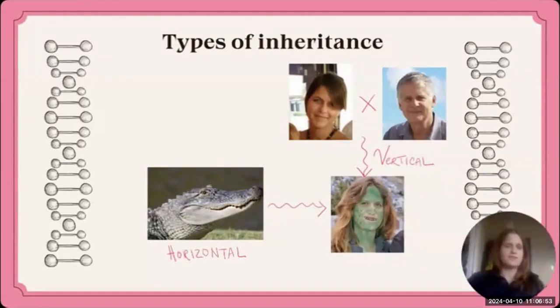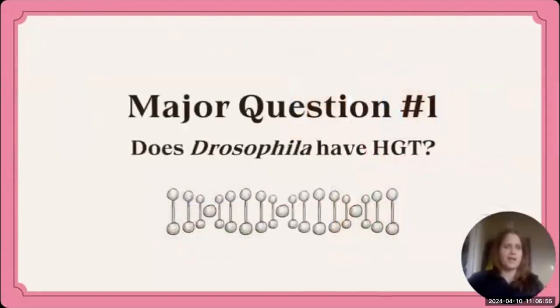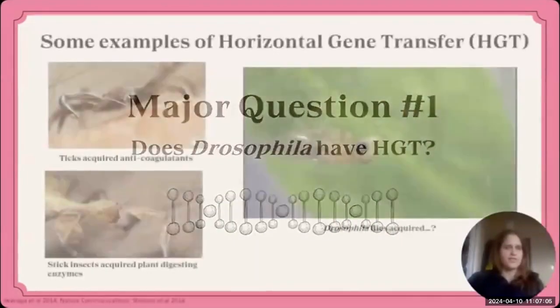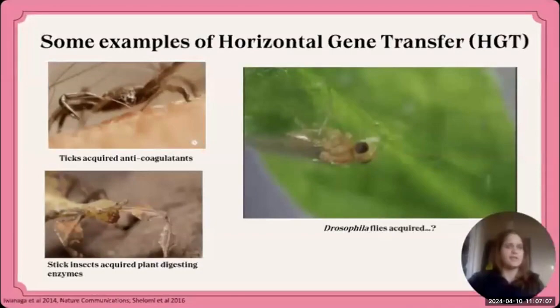So the first major question I'm going to tackle is, do Drosophila have horizontal gene transfer? There is a compelling reason that I believe this. The past 10 years have seen a huge surge of studies in insects that have enabled us to realize that a great deal of adaptations have been facilitated by horizontal gene transfer, usually from bacteria or from viruses.